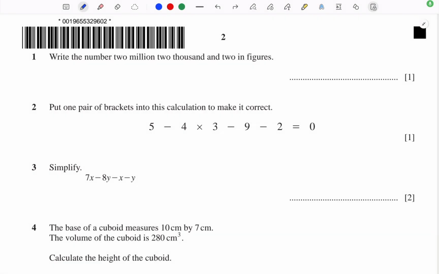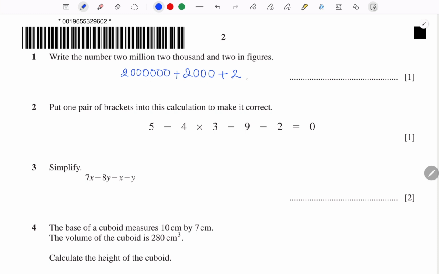First question now. Write the number two million, two thousand and two in figures. To solve this question, we need to first understand what this sentence means. 2 million, we know that if I put 6 zeros after 2, that will give me 2 million, right? Then we have 2000, right? 2000 is nothing but 2 followed by 3 zeros, and then we have 2.